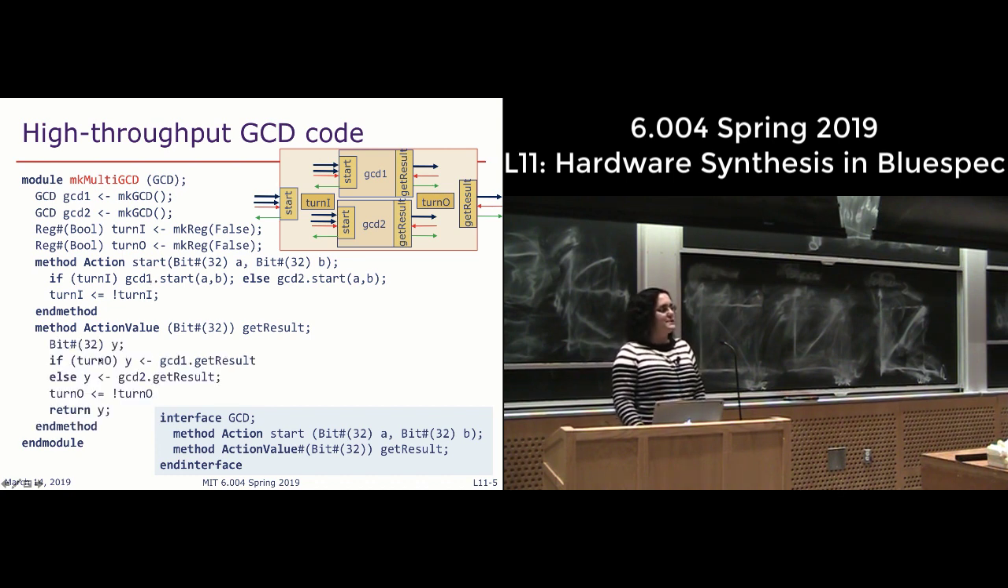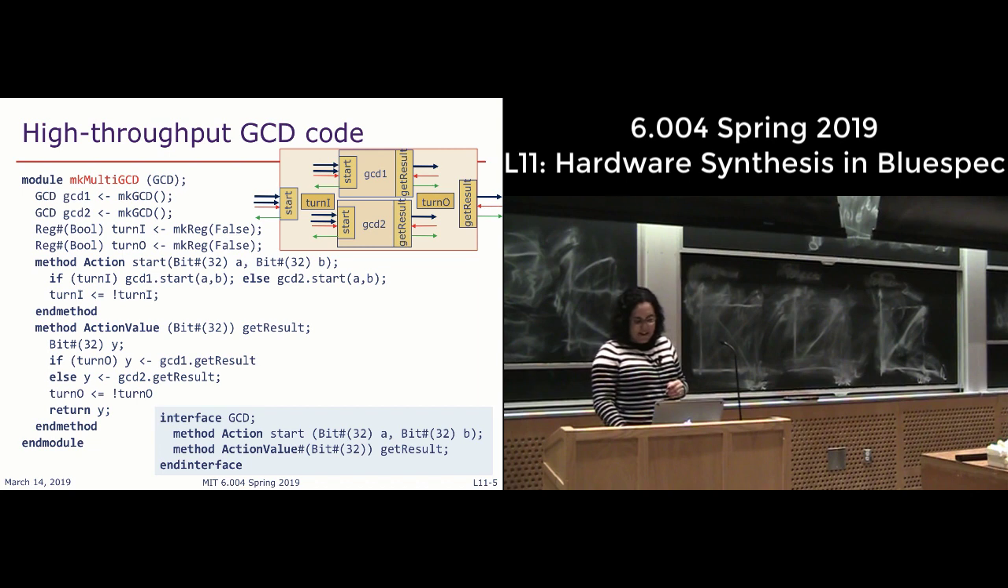Similarly, with my get result, when turn O is equal to 1, it's going to get its result from GCD1. And when it's equal to 0, it's going to get its result from GCD2. Okay? And once again, it's also going to be toggled so the next time I get it from the opposite. So does everybody see how this new GCD module is going to be capable of computing twice as many GCD computations as the single GCD module? Yes? Any questions about that?